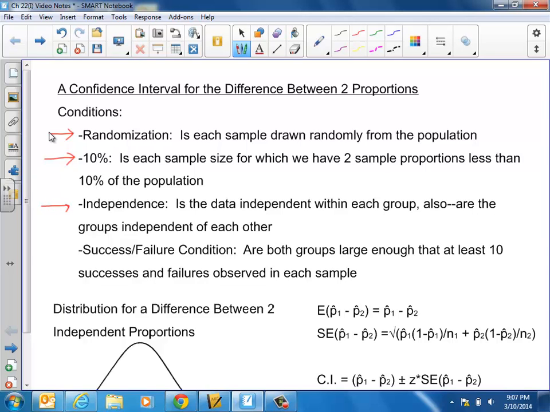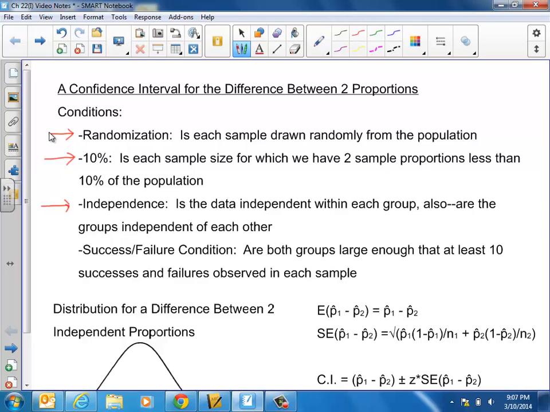But for independence, there is a little quirk here. Yes, as we've done in the past, you want to think in terms of whether you are interviewing these boys or these girls in such a way that the boys' opinions are not influencing each other, and the girls' opinions are not influencing each other.